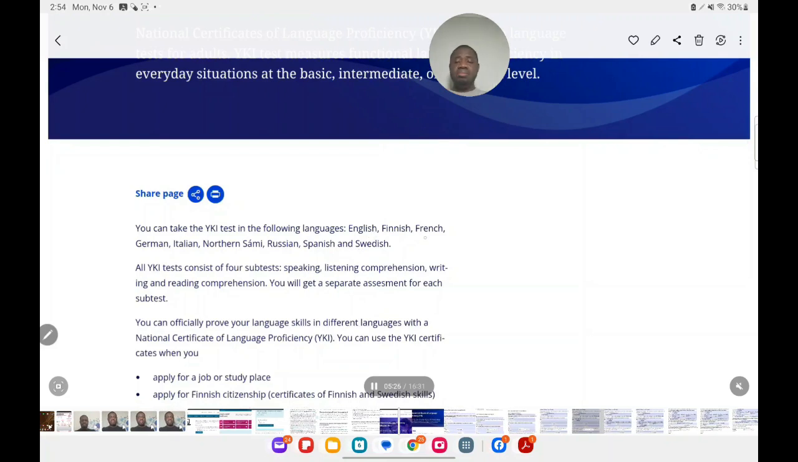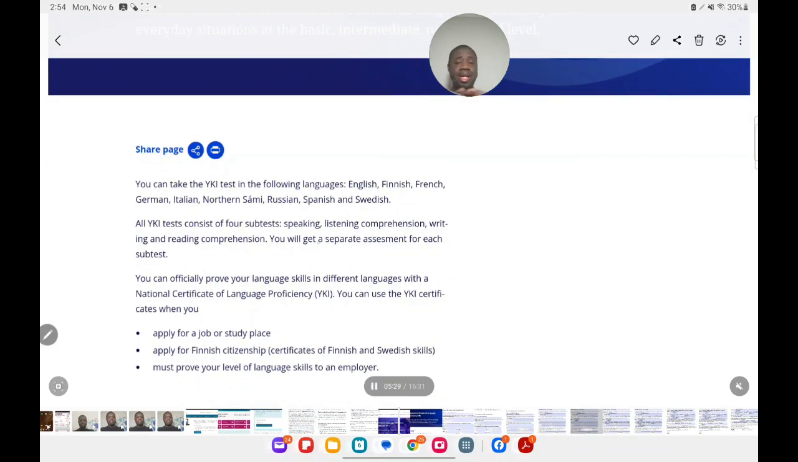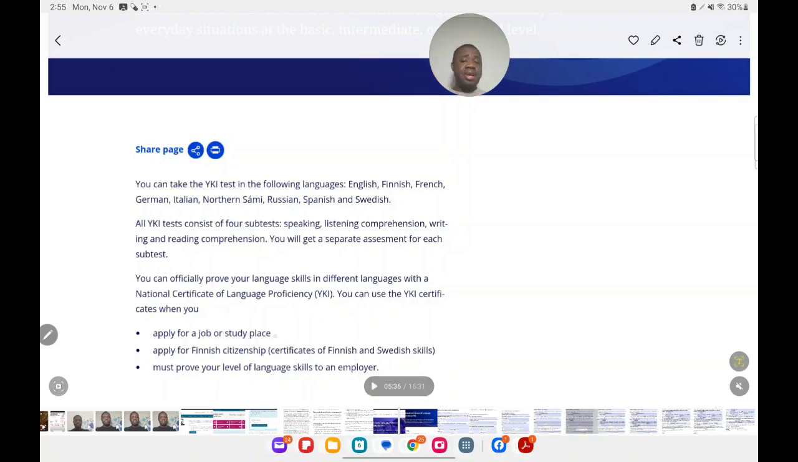Like, you can write this exam in English or Finnish or French, German, Italian, Russian, Spanish, and Swedish. That is, you don't necessarily have to write this exam in Finnish language. You don't necessarily have to write this exam in Swedish language. You can write the exam in English language or Spanish language. And this page also tells us that if you pass this language proficiency, you can use it to apply for a job or study.